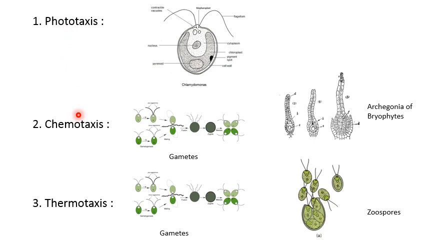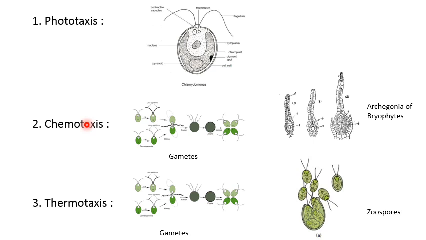The second type of movement is chemotaxis. This type of movement is seen in gametes, and is due to the influence of chemicals. Gametes of algae, fungi, and bryophytes are chemotactic in nature. The archegonia of bryophytes also secrete some kind of mucilage which attracts the antherozoids. The antherozoids move towards the archegonia and enter the neck of the archegonia. This is also due to chemotaxis.